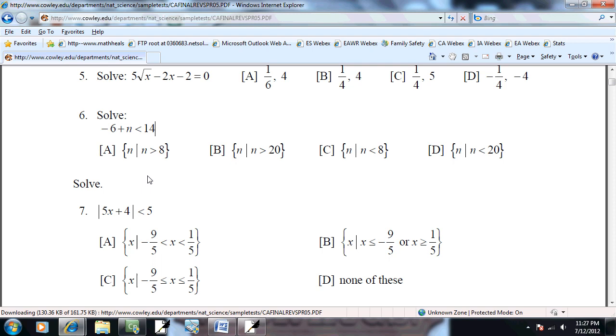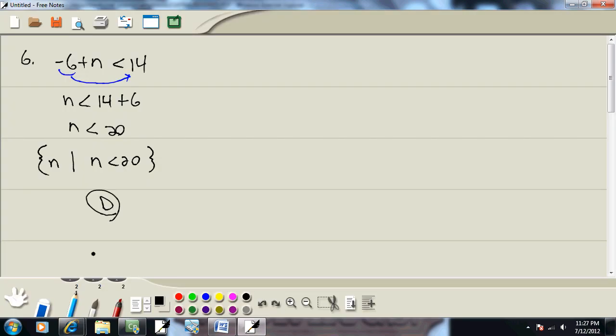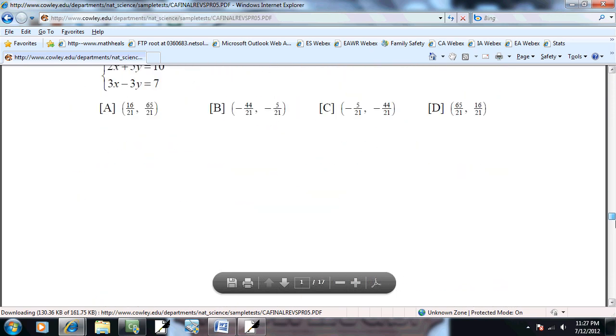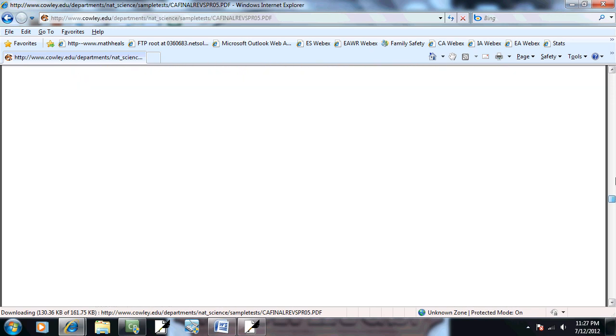N is less than 20 would be D as in David. So let's check that, 6D. And that checks.